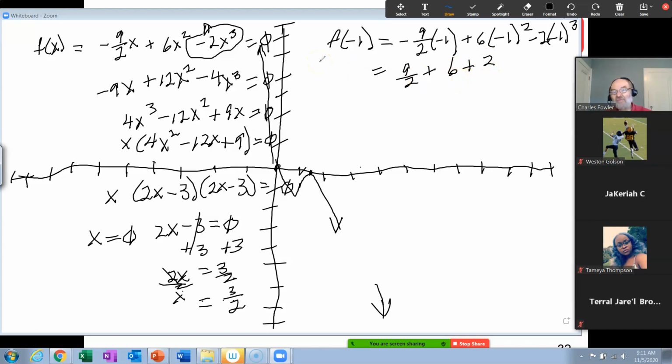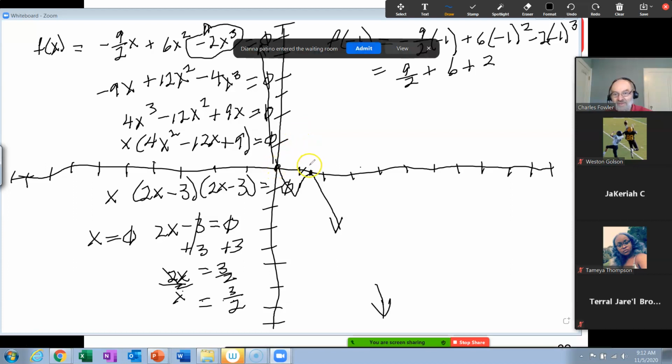That's heading north really, really fast. So at -1 here, you're way, way above this. So I'm not even going up fast enough there, okay? Now let's pick another point in between this zero and that zero.